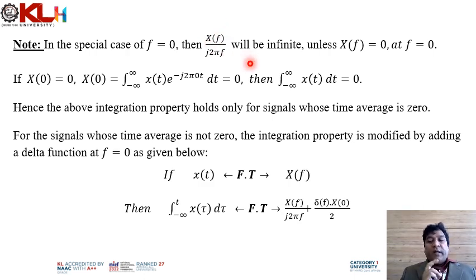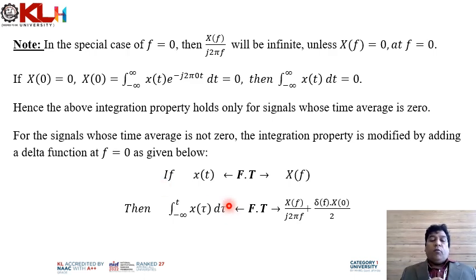Now we have to remember the previously discussed integration property, that the Fourier transform of the integral of x of t will be capital X of f divided by j2 pi f. It holds only for those signals whose time average is 0. Now for several signals the time average is not always 0, and for those types of signals the integration property is modified by adding a delta function at f equal to 0 as shown below.